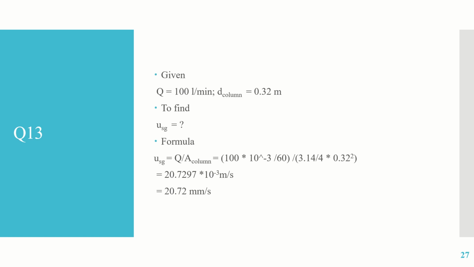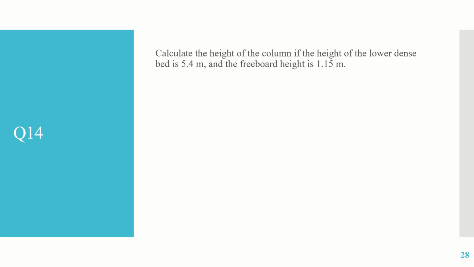I think it is clear because it is a very simple problem. Now we'll go to question 14. In question 14 it is asked to calculate the height of the column if the height of the lower dense bed is 5.4 meter and the freeboard height is 1.15 meter. So again, this is a straightforward question.